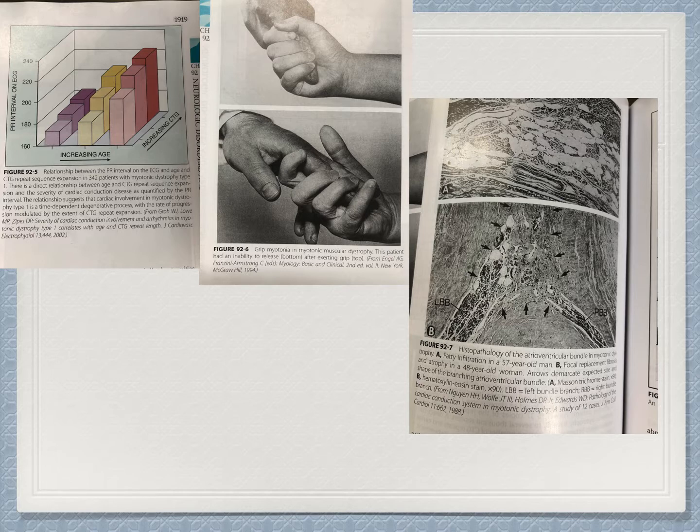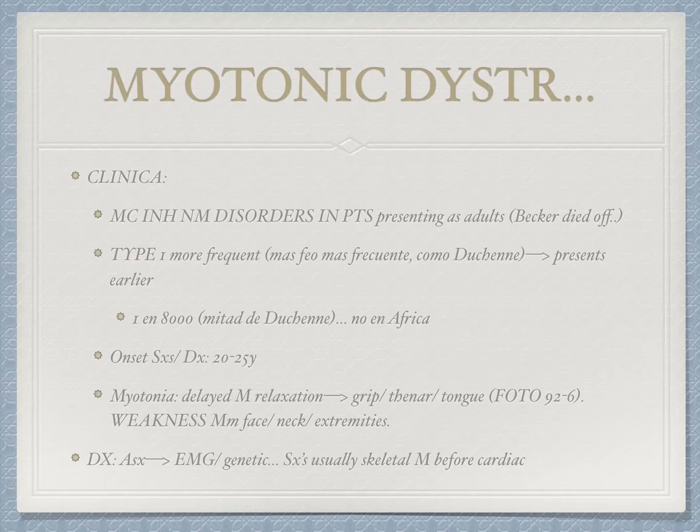In the middle, you can see myotonia. Myotonia is a difficulty in relaxing from contraction. That's what you see there. On the right, you can see fibrofatty infiltration and atrophy. Here you can see the clinical spectrum of these patients.